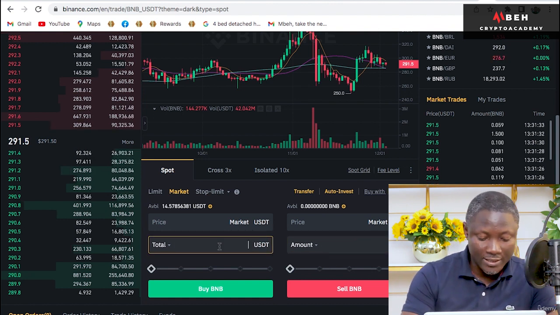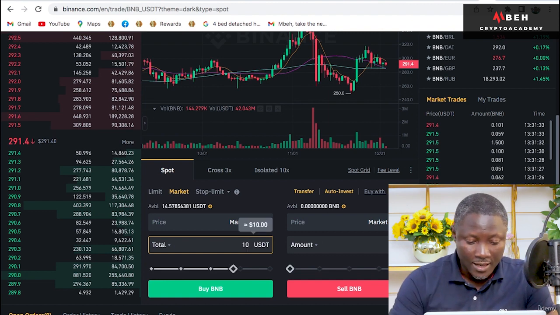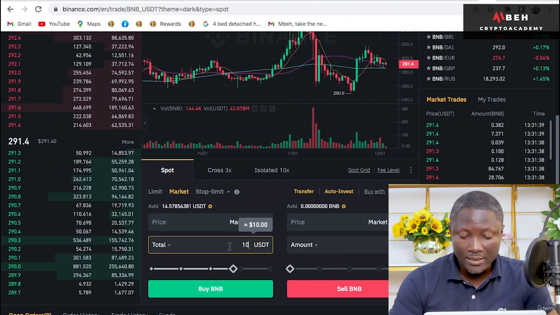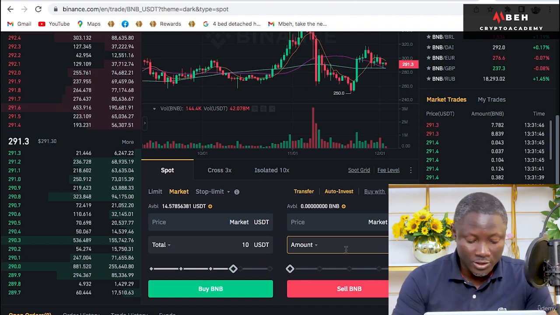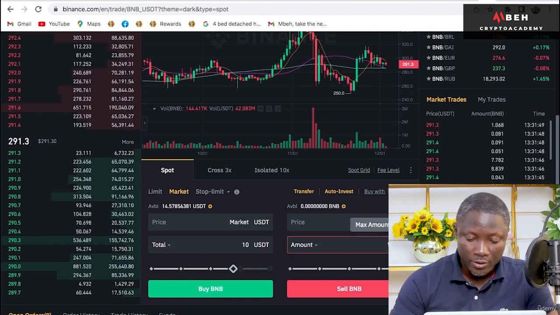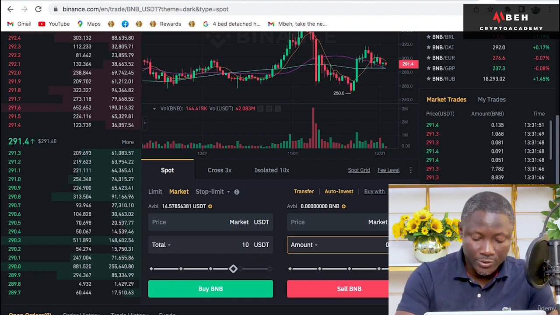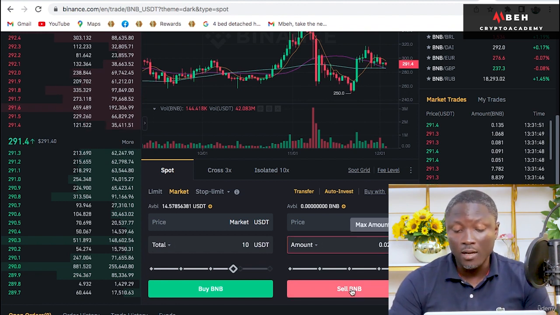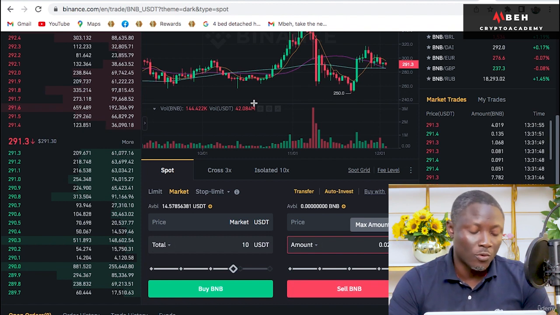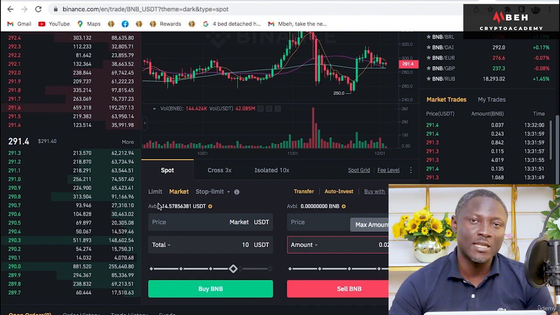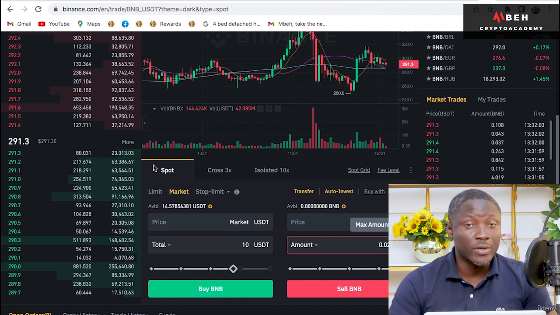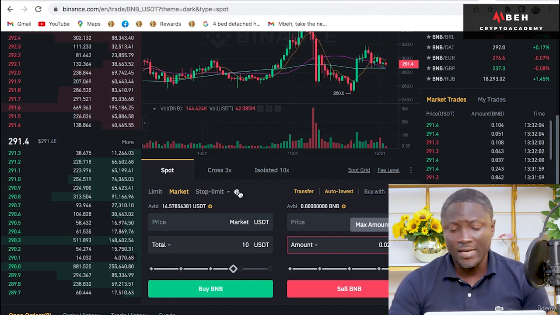So I can put the amount here, for example maybe $10, and then I'll click on buy BNB. You also have the same thing here. If I have BNB and I need USDT, I can just put the amount here, for example maybe 0.02, and I'll click on sell. When I click on sell, it will automatically execute the transaction, and I'm going to have this deposited into my spot trading account.